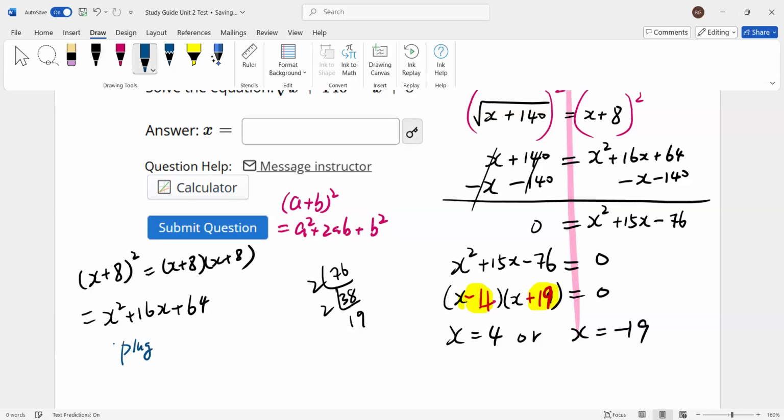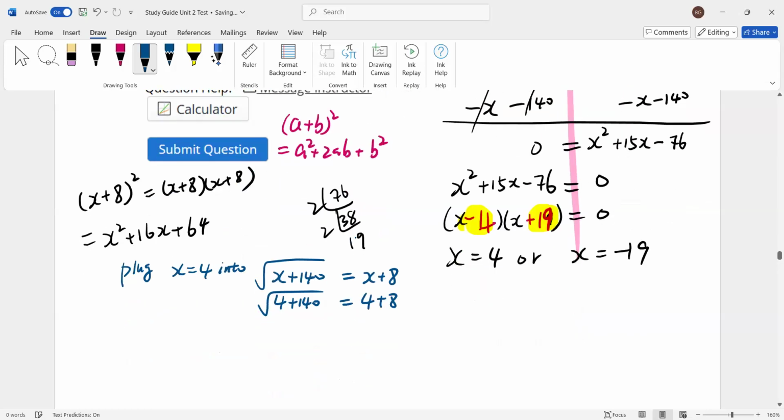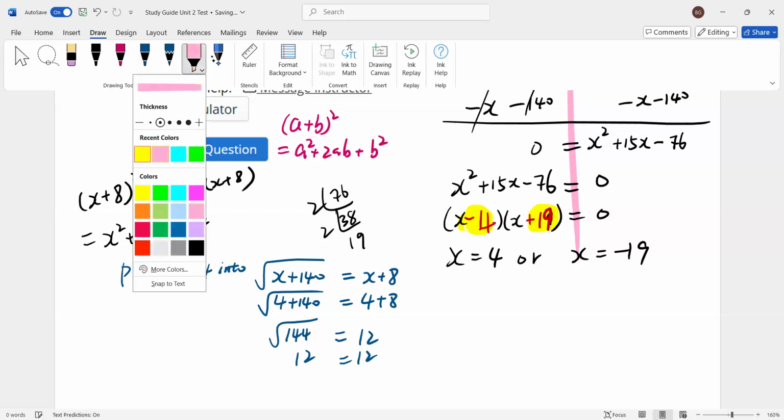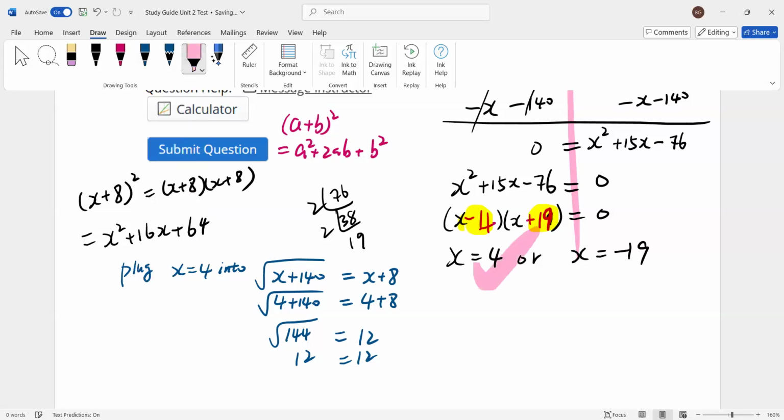Let's plug the first solution, x equals 4, into the equation, which is the square root of x plus 140 equals x plus 8. X is 4, so 4 plus 140, and 4 plus 8. 4 plus 140 is 144 under the square root, and 4 plus 8 is 12. Root 144 is 12. The principal square root of 144 is 12. Left side 12, right side 12. So okay, this is an actual solution. So we're going to keep that.